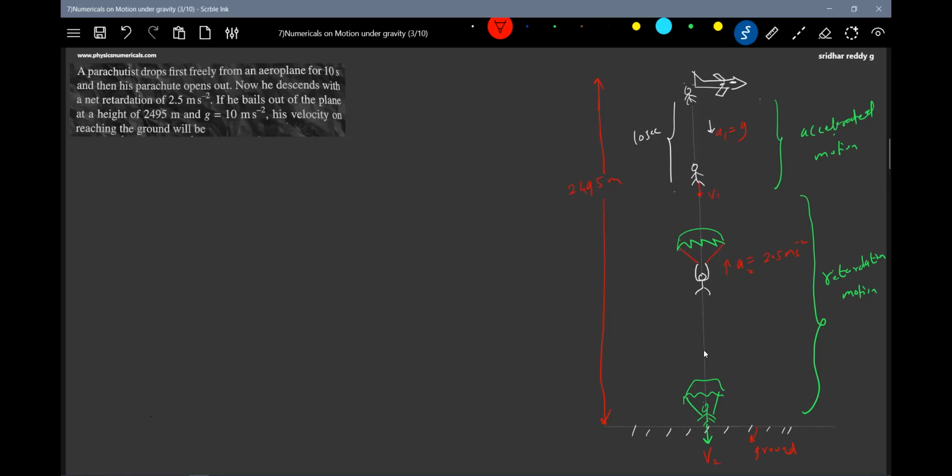Here he will acquire a velocity v1. What is v1 equal to? We have so many other things, we have to plot even the graphs also. v1 is equal to 0 plus a1 t1. This 0 is the initial velocity. a1 is 10, t1 is 10, so 100 meter per second. After falling freely for 10 seconds, he'll acquire this much speed.